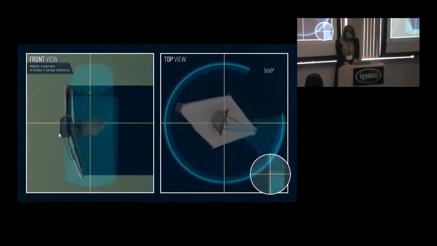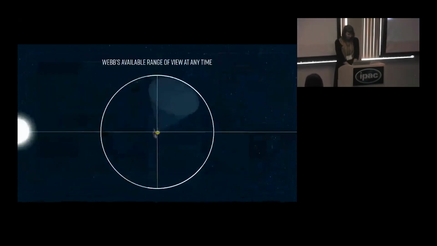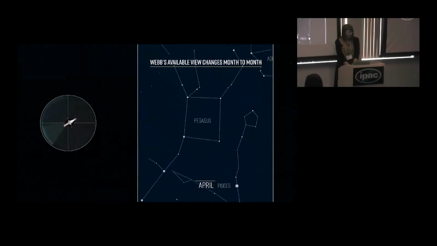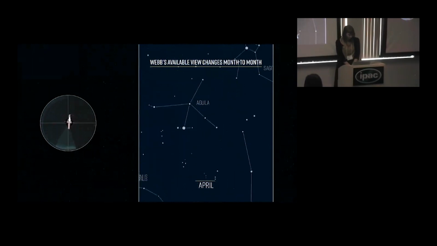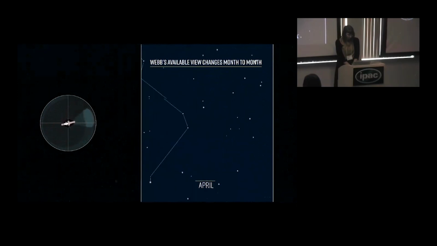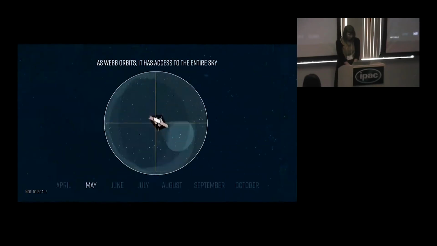But Webb can rotate to get a 360-degree view of the sky. As Webb orbits the Sun, different celestial objects enter its available field of view. Science observations with the telescope will be carefully scheduled to make the most effective use of Webb's time. Over the course of 6 months, Webb has access to the entire sky.